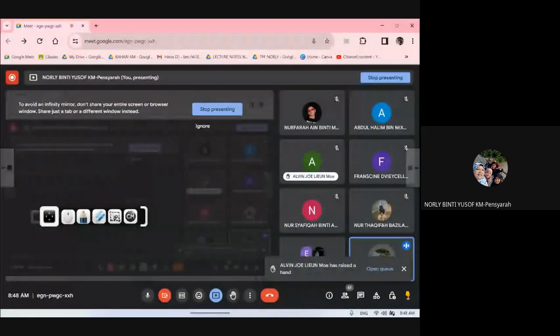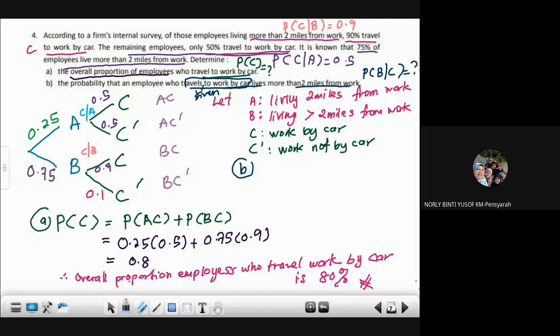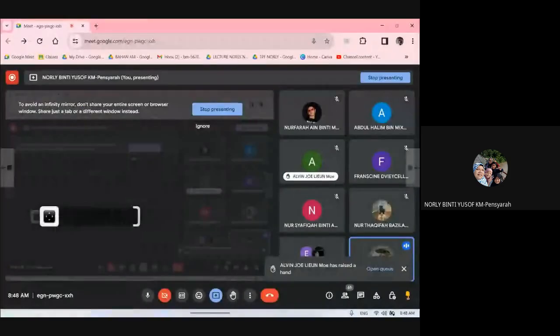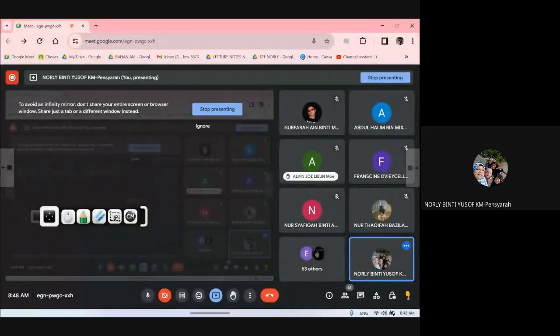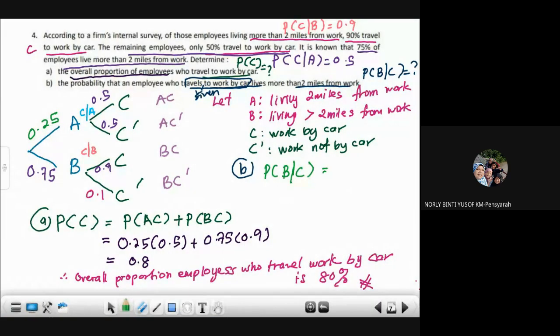Yeah, Alvin, ada soalan? Alvin ada soalan? Awak raise your hand tu. So using your conditional probability. Tak ada soalan Alvin? Angkat tangan.